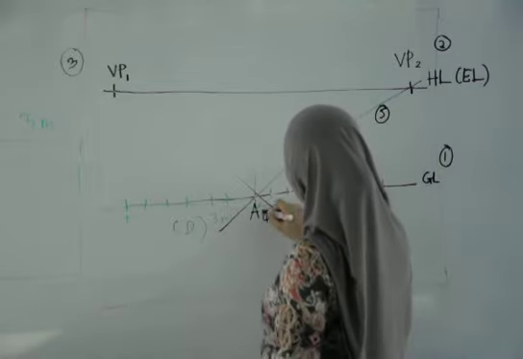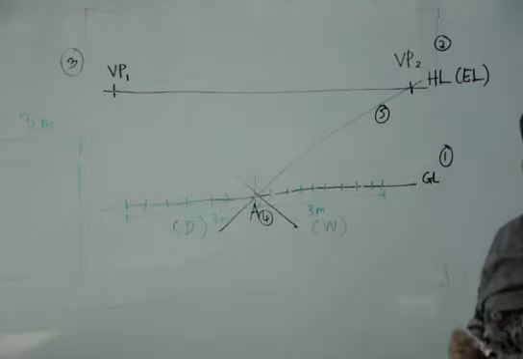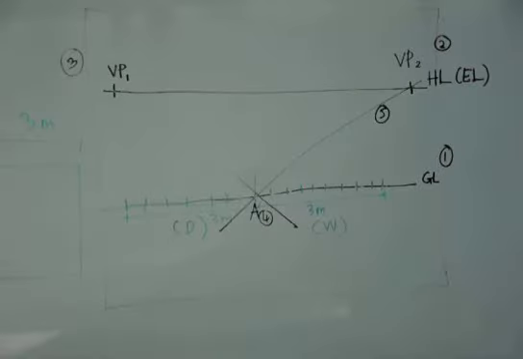Okay. This is number 4. Okay. You get what I mean? You have to establish this thing from vanishing point right to the A, from the vanishing point left to the A. Different color. Yes, different color.